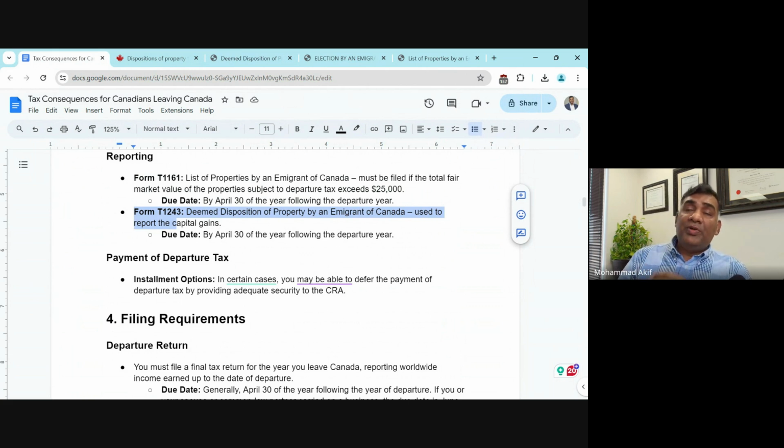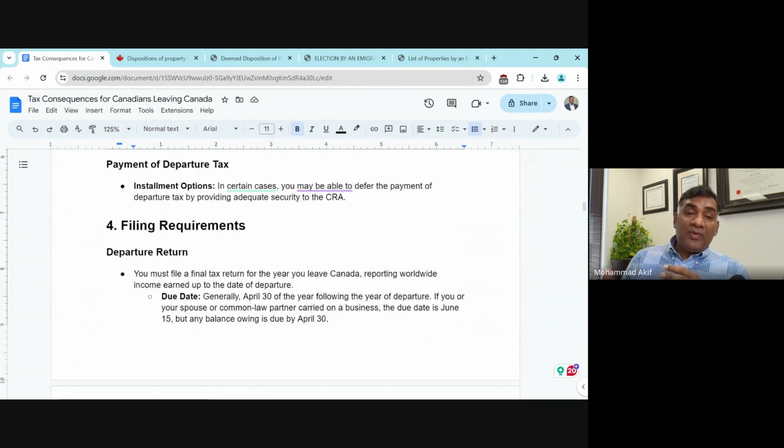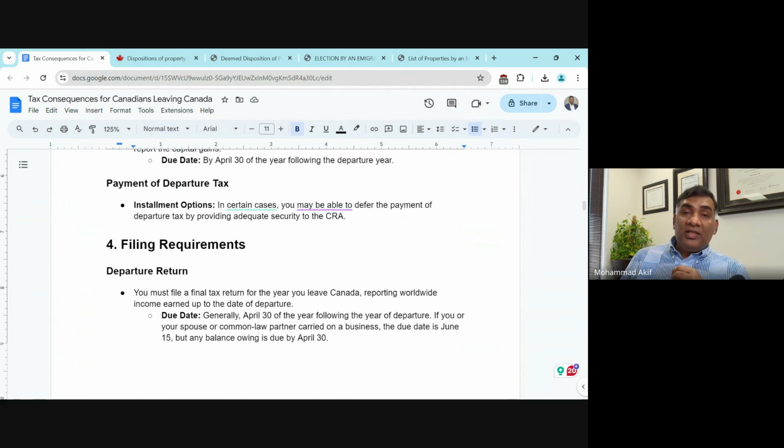So make sure that we report the departure date. Make sure we get the forms T1161 and T1243. T1161 has a penalty, so make sure that we understand that this needs to be filed. And then of course we do have payment options that need to be there.